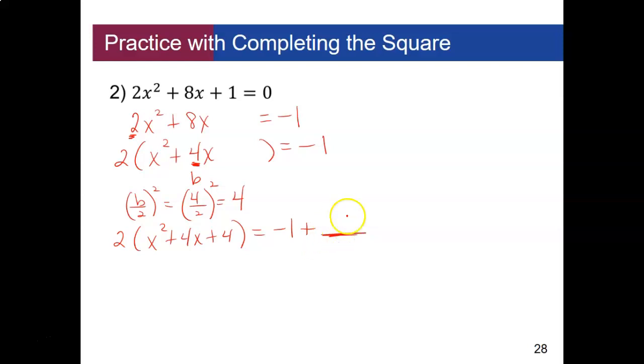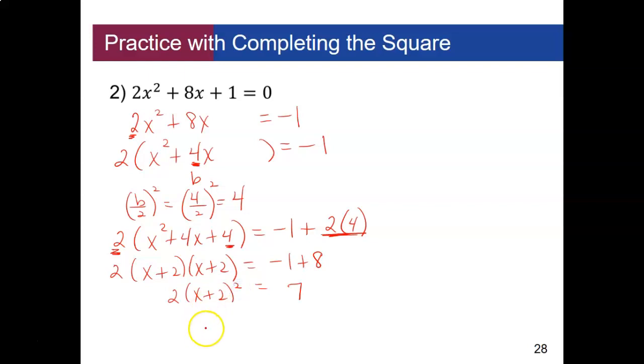We have to decide what it is we put on this side. So I put a 4, but it's inside a parenthesis that's multiplied by 2, so I'm actually going to put 2 times 4 there. This will factor as x plus 2 and x plus 2. That's going to equal negative 1 plus 8, so we're going to have 7. And we'll write that as x plus 2 squared. We want to divide this 2 away first, so I'll have x plus 2 squared equals 7/2.